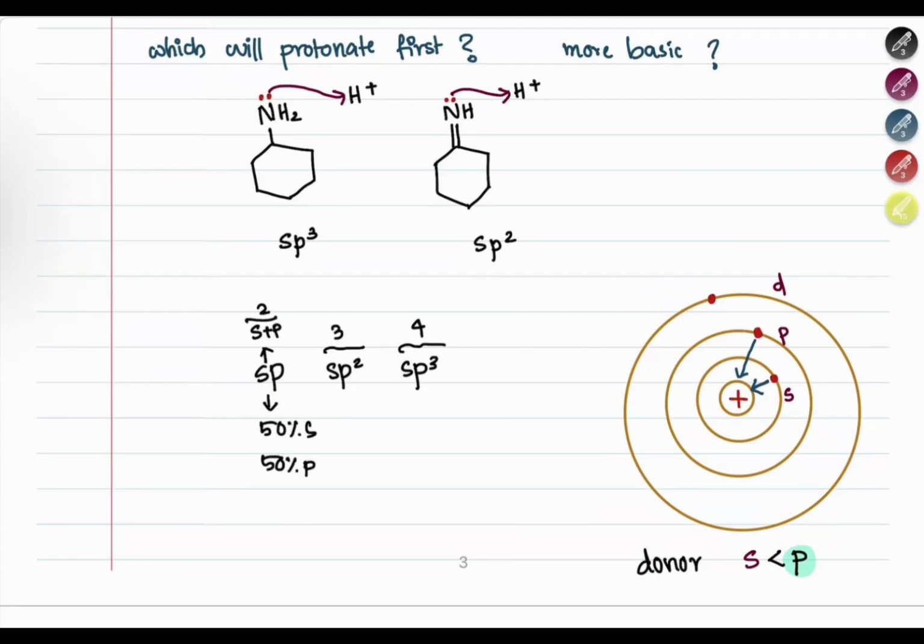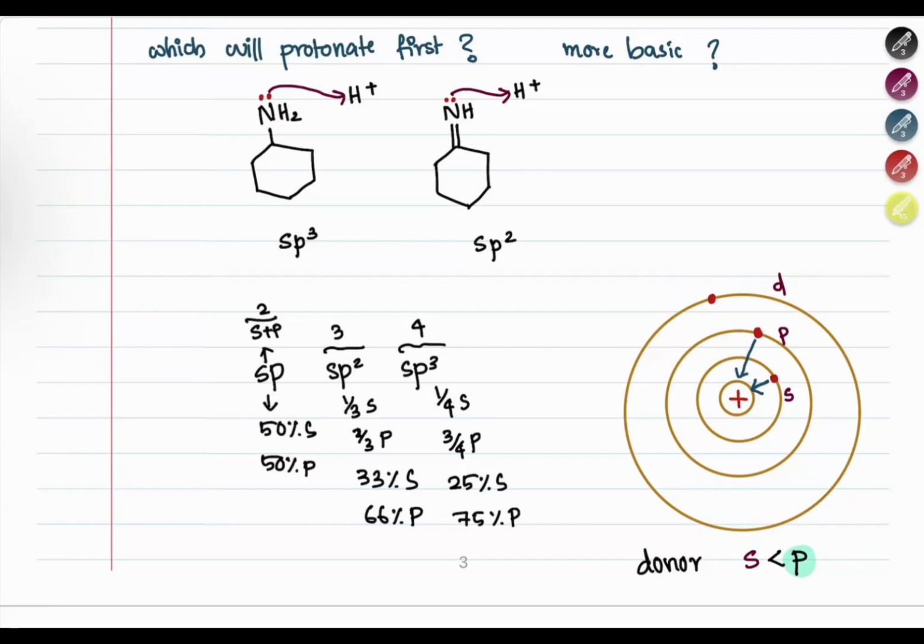In sp2 hybridized, out of total 3 orbitals, 1 orbital is s, that means 1 by 3 s character, 2 by 3 p character. So 1 by 3 s character means 33 percent s character and 66 percent p character. Okay. In sp3, 4 orbitals are participating, and out of 4, 1 orbital is an s orbital. That means 1 by 4 s character and 3 by 4 p character. That means 25 percent s character and 75 percent p character.